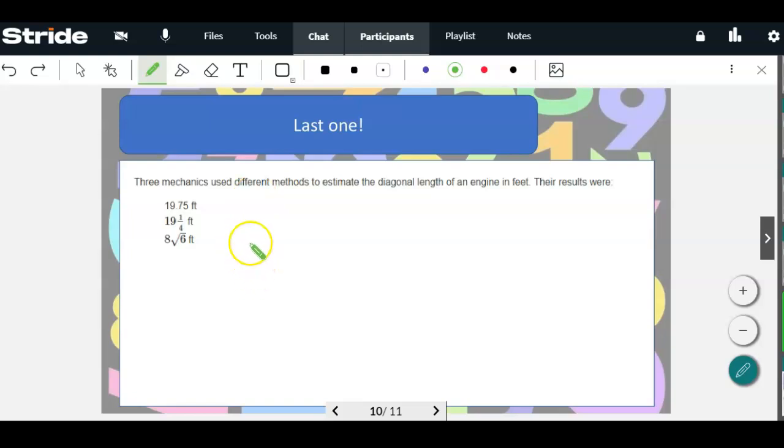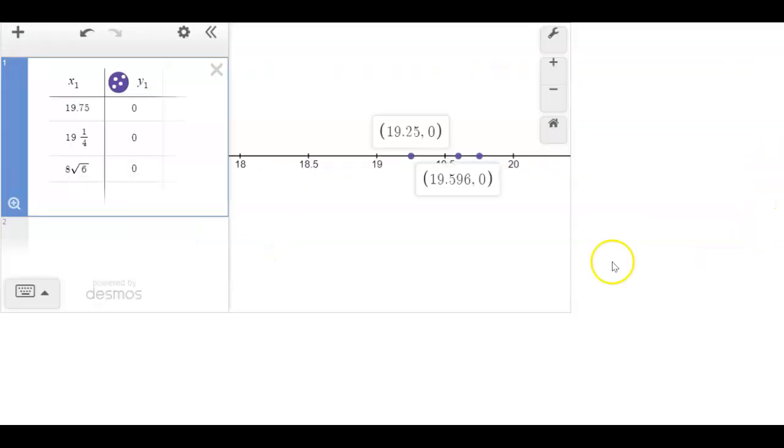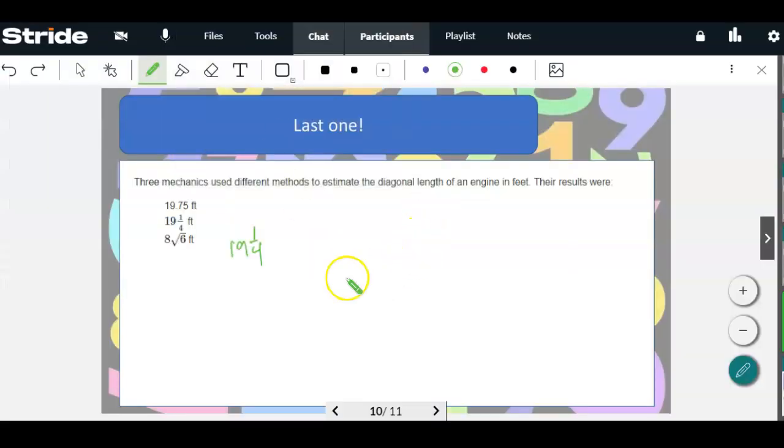All right, again, you can change them to decimals and compare them that way. It's however you want to do that. It was 19 1/4. Let me just look at it again. And then we had the 8 square root of 6. This is least to greatest again. And then 19.75.